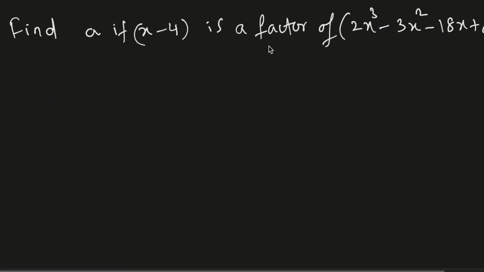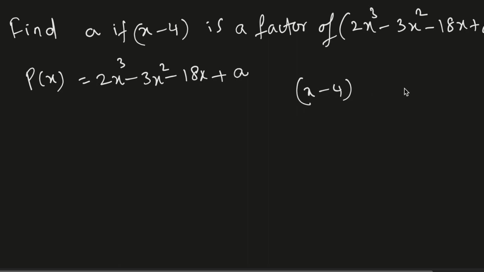If x minus 4 is a factor of this polynomial, find a. Let the polynomial be p(x) equal to 2x cube minus 3x square minus 18x plus a. x minus 4 is a factor. According to the factor theorem, if x minus 4 is a factor, p(4) is going to be 0. So equate p(4) to 0 to find the value of a.